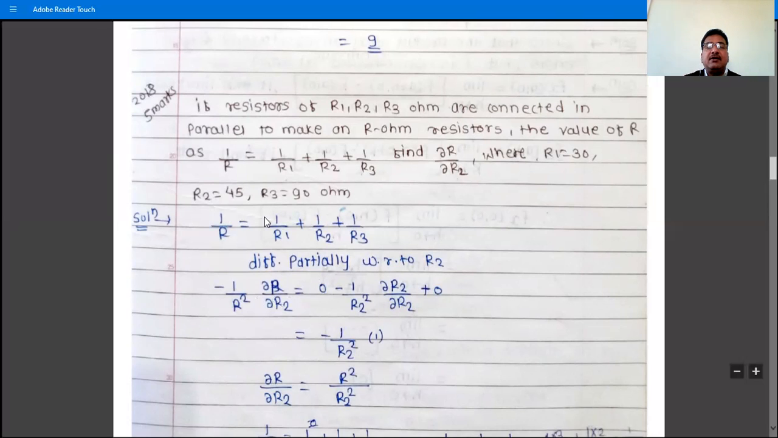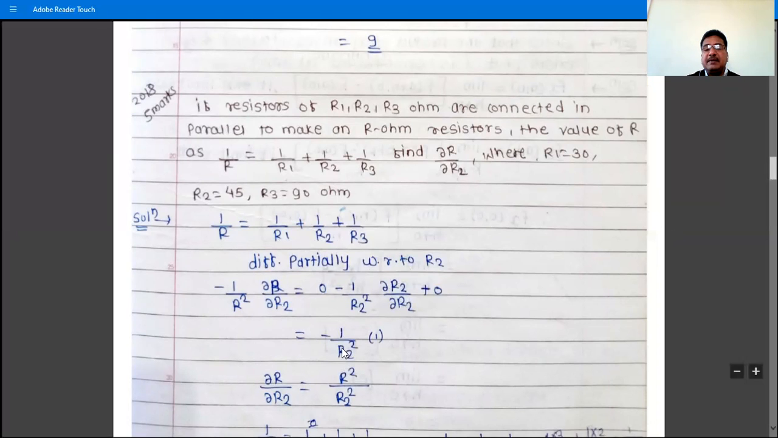And then the derivative of 1/R1 is 0. The derivative of 1/R2 is minus 1/R2² times ∂R2/∂R2. No need to write this ∂R2/∂R2, since it is 1, because 1/R2 is a function of R2 and we differentiate with respect to R2. Plus the derivative of 1/R3 is 0, because R1 and R3 are constant with respect to R2.